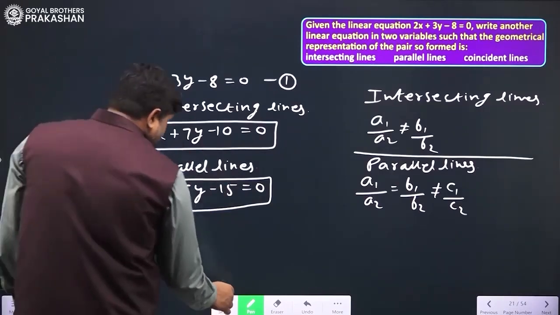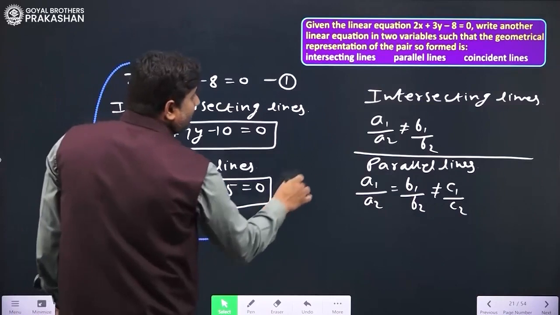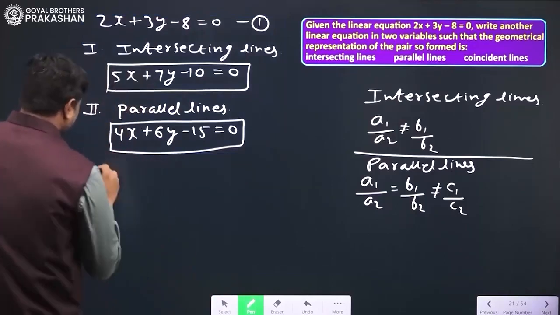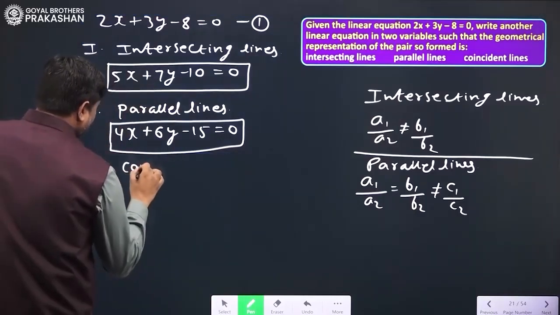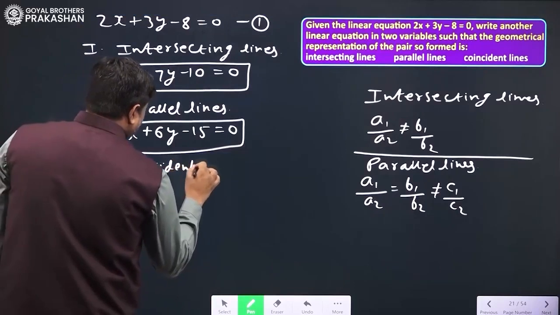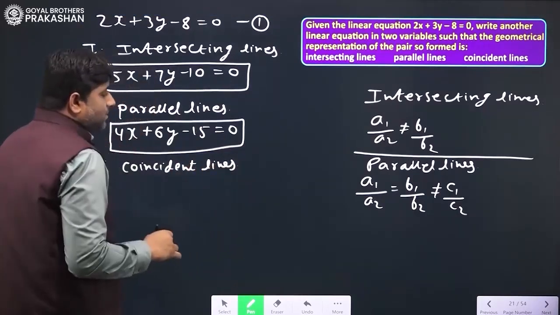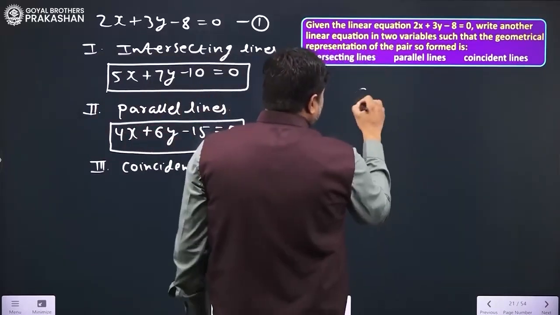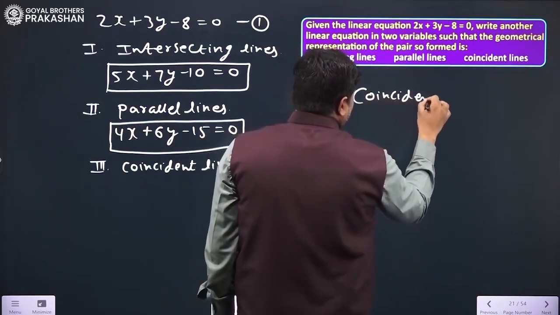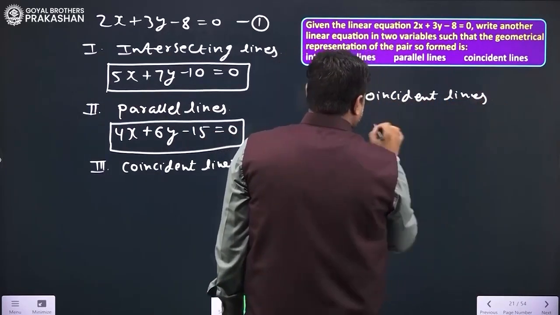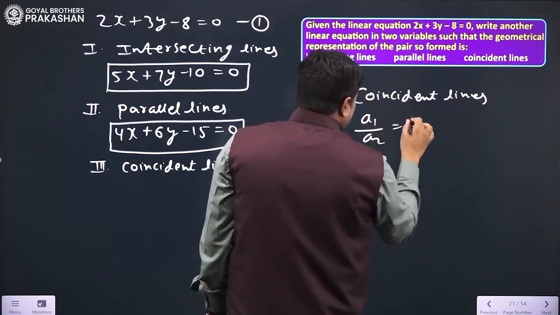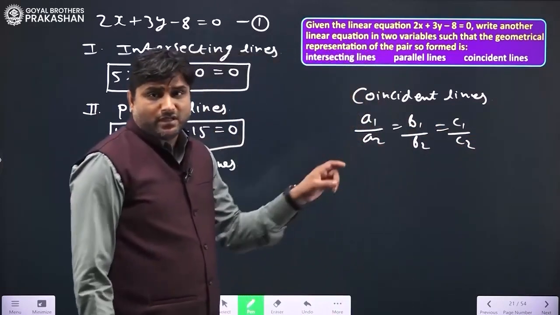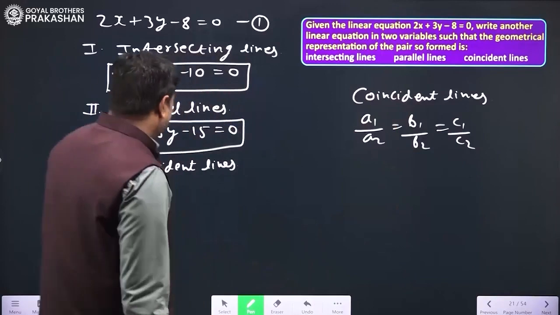Now the third question is that the lines should be coincident. So what is the condition for coincident? Third, we have to solve for coincident lines. So what is the condition for coincident lines? For coincident lines, a1 upon a2 is equal to b1 upon b2 is equal to c1 upon c2, means all the ratios a1 by a2, b1 by b2 and c1 by c2 should be equal.